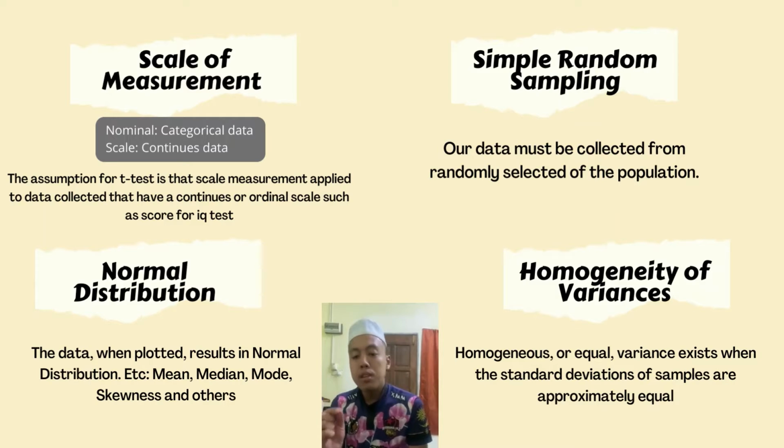And the last one is the homogeneity of variance. What does that mean? When we say homogeneity, it means equal, the same. So for example, everybody loved apples according to the result, but none of them hit the apple. That means the data was homogeneous. So we have scale of measurement, the second one simple random sampling, the third one normal distribution, and the last one homogeneity of variance. So that means our assumption is complete.